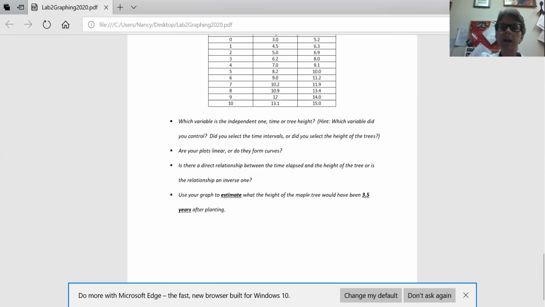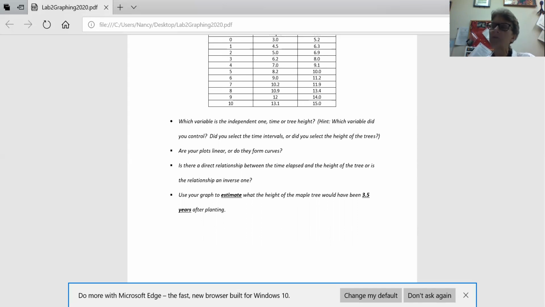And then you are going to come down here and you are going to answer the questions. And then it asks you at the bottom to use your graph to estimate the height of the maple tree at 3.5 years. So you look on your x-axis to approximately 3.5, and you look up to where your line is, and then you can read over and figure out what the height would be at that particular point in time. Okay? And I don't think this is particularly difficult, this part of the lab. But again, just make sure you do your graph.